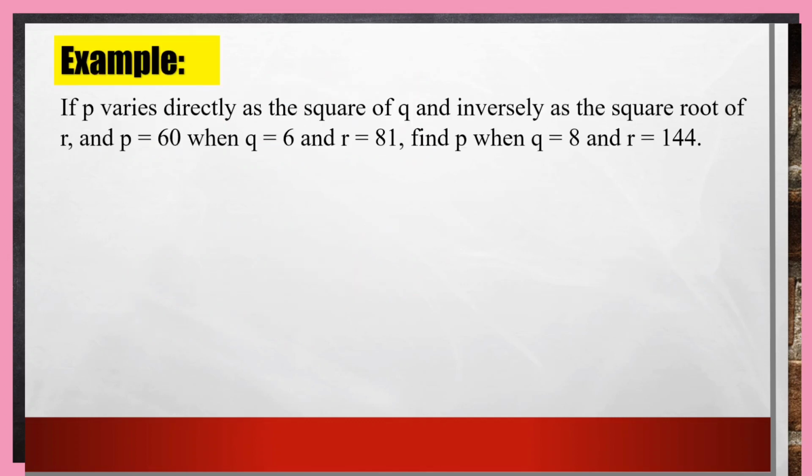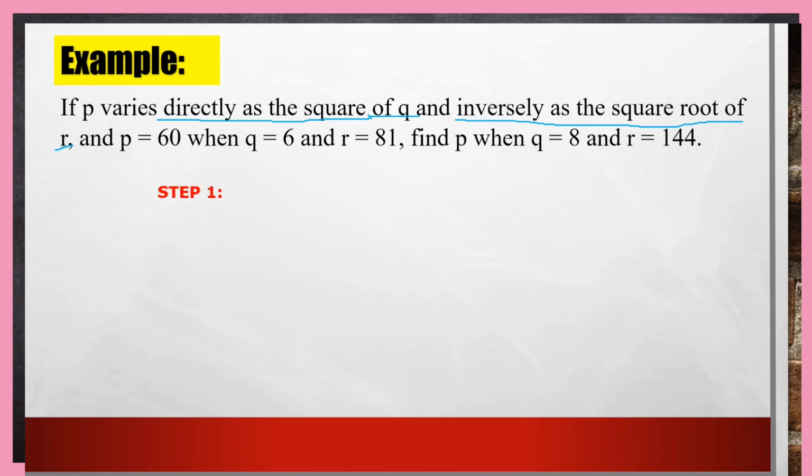If p varies directly as the square of q and inversely as the square root of r, and p equals 60 when q equals 6 and r equals 81, find p when q is equal to 8 and r is equal to 144. As you can see in our example, we have varies directly as the square of q, then inversely as the square root of r. So let us write the mathematical equation of this mathematical statement.